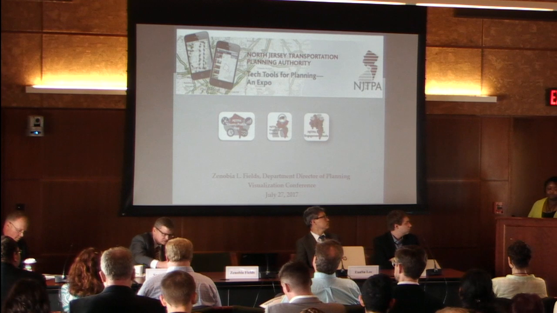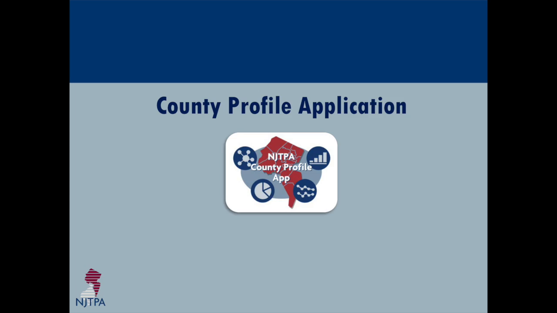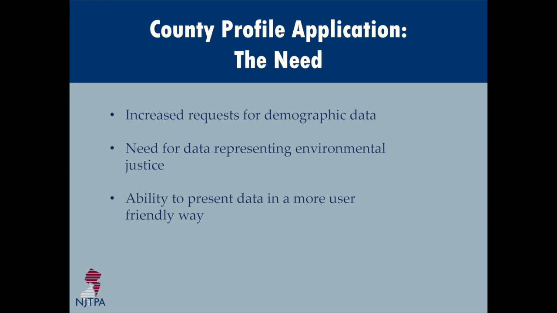So I'm going to show you 3 tools today. The first tool is a county profile tool. In this application, we have county planners and elected officials, our freeholders or county executives, who may need to know information about demographics of their geography, and to express a need, for example, an environmental justice community, if they're going for a grant application.